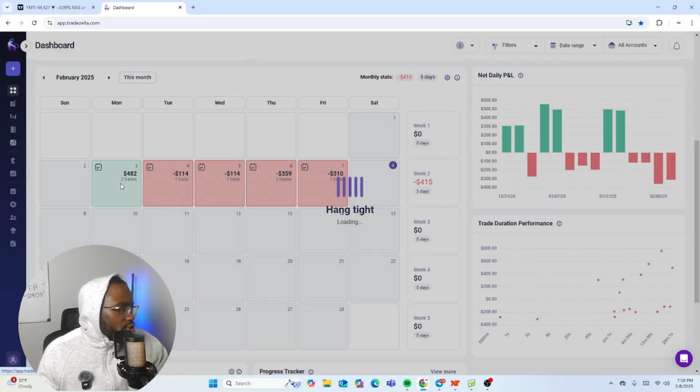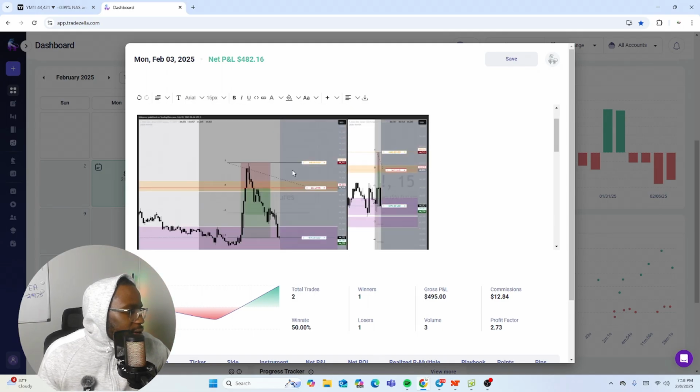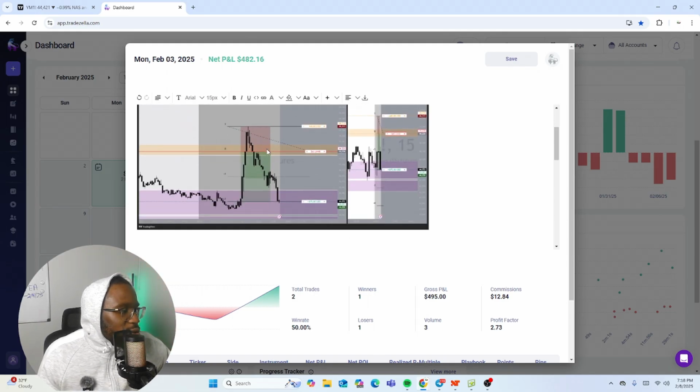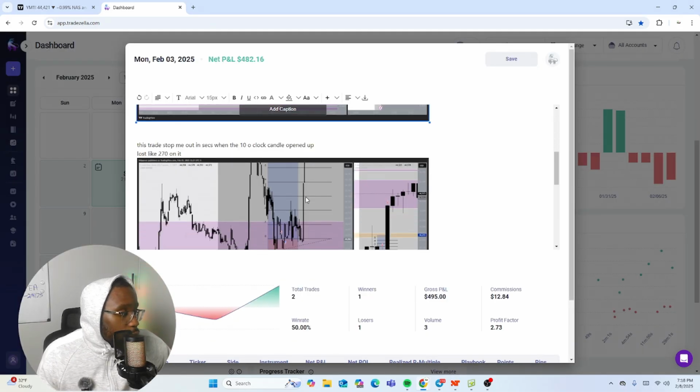Let's go back. First trade was an L. There we go. First trade was an L. So this one is the trade I told you guys I missed. I don't know how it didn't tap me in. Dropped. Missed it. Cool. Whatever.